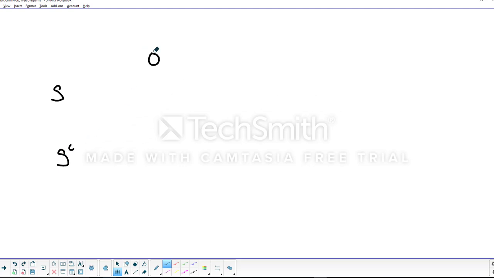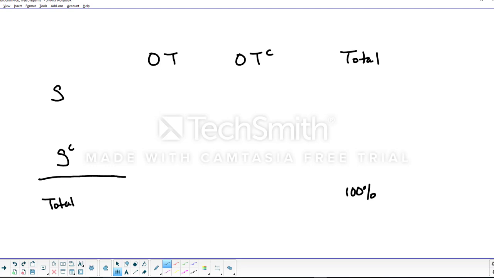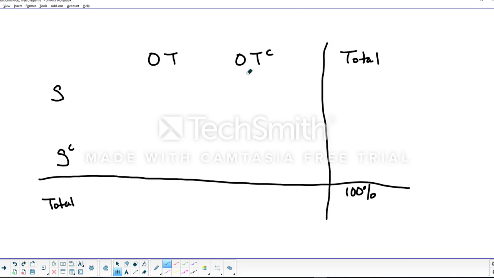And then she is on time or she is not. We have our total column and a total row. And the only thing I know right off the bat is that these are all in percents. So I'm going to have 100% in the bottom right. Okay? We'll go ahead and make our two-way table.